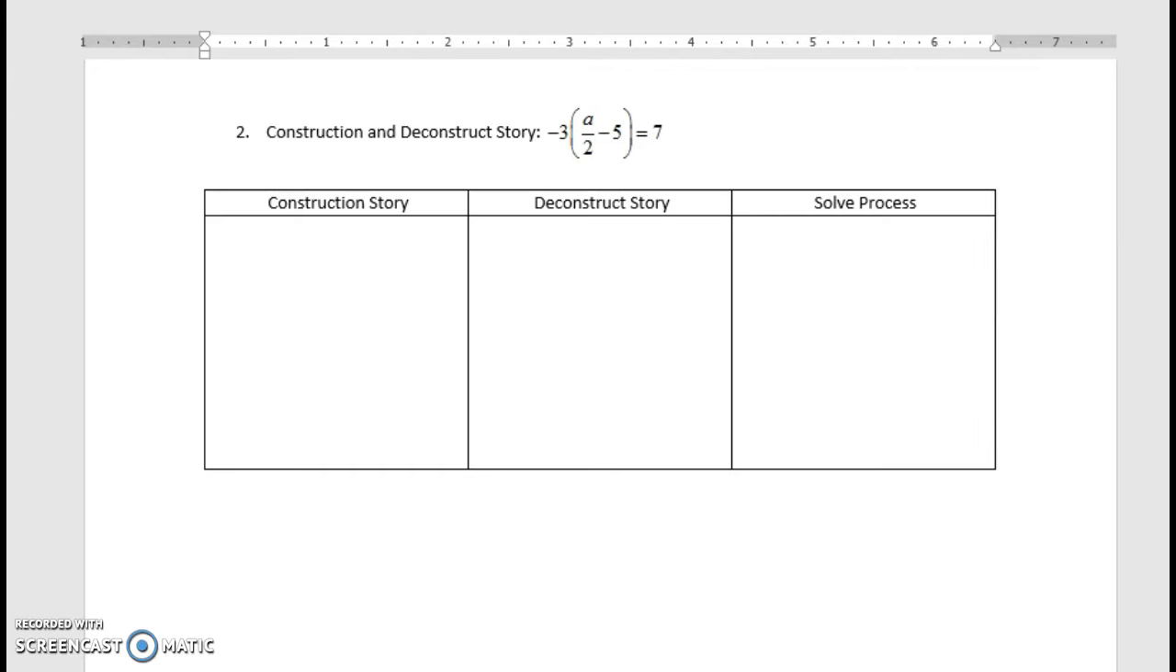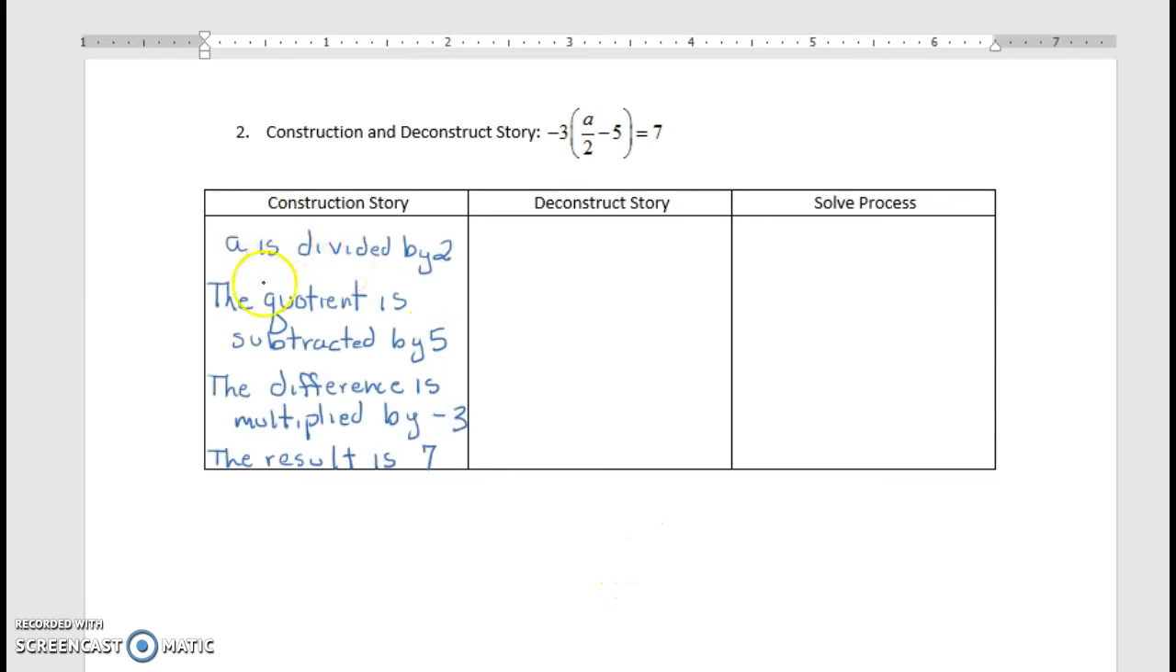Okay, now let's look at number 2. And so we have this equation this time. Go ahead and just pause the video for a minute or so while you write the construction story. Okay, so a is divided by 2, the quotient is subtracted by 5, the difference is multiplied by -3, and the result is 7.